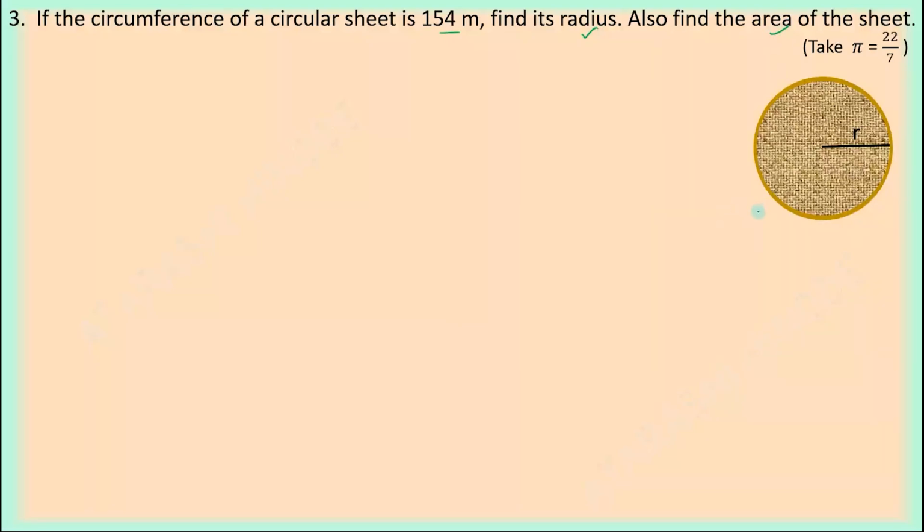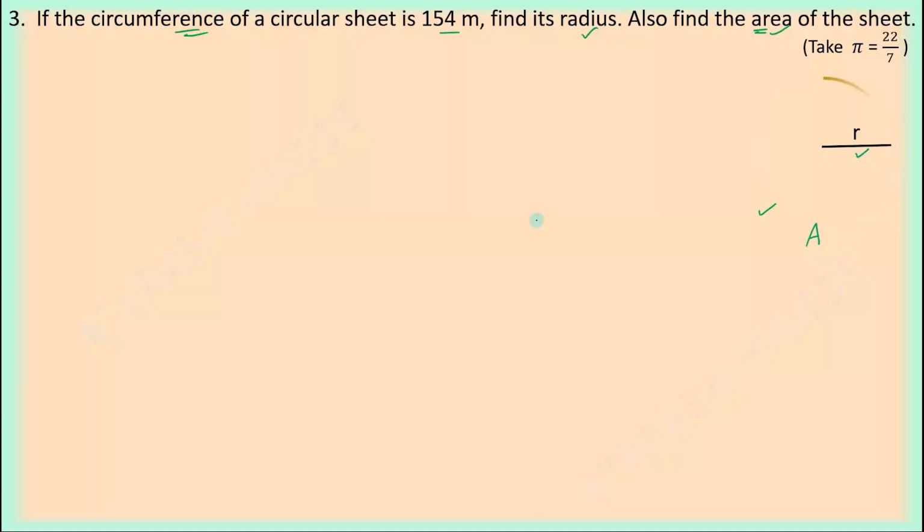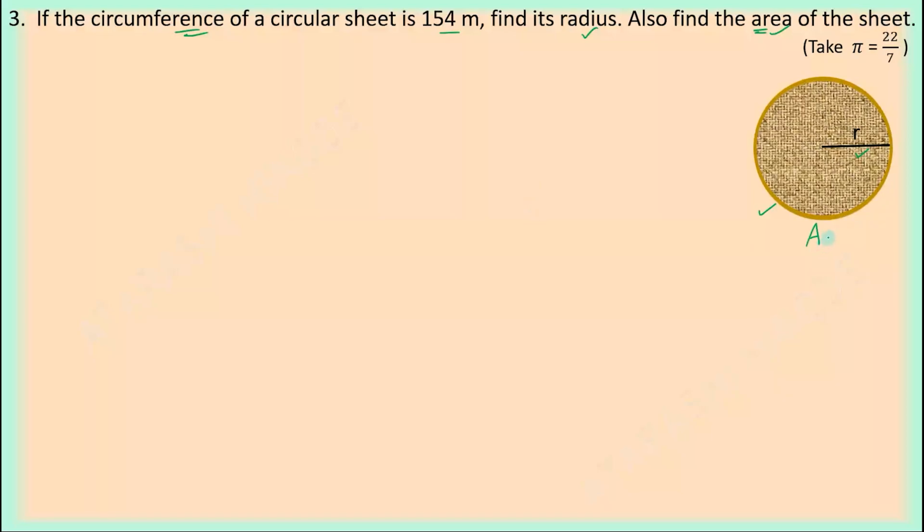Here you can see a circular sheet. First, we have to find the radius of this circular sheet. After that, area. Here you can see two terms, that is circumference and area. What is the difference between circumference and area? Circumference means the length of the boundary only. But in area, we have to consider the inner portion also. And the formula for finding the area of a circle is pi r square. So for getting the area, we need the radius here.